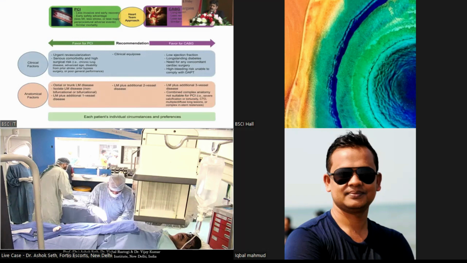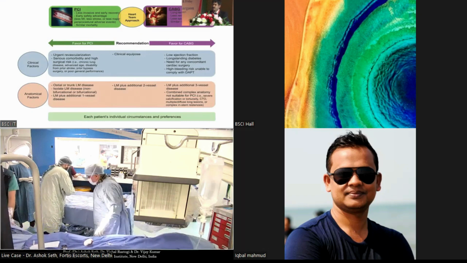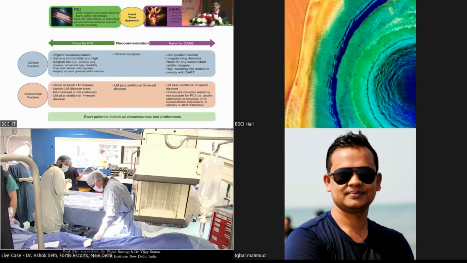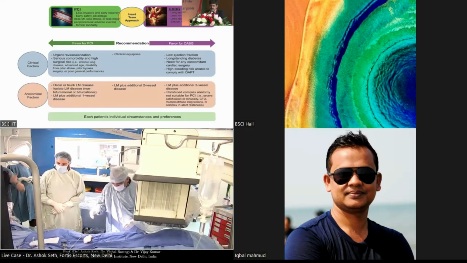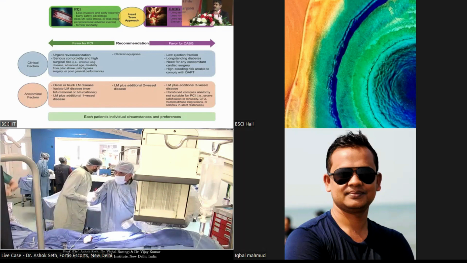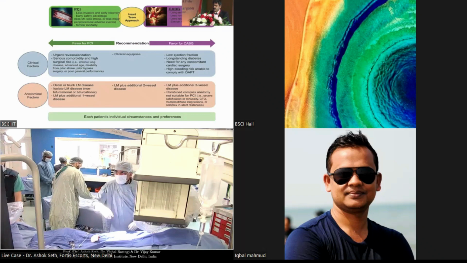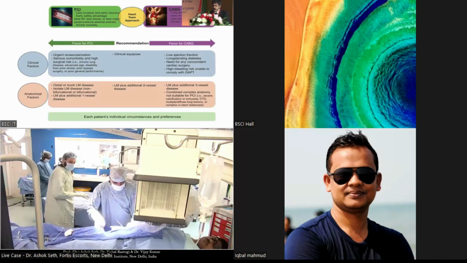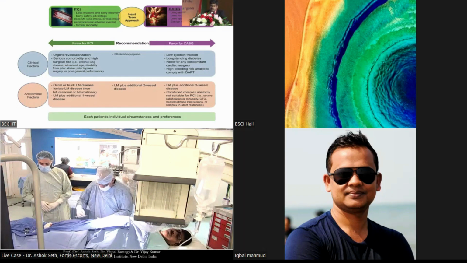Now, there are some anatomical subsets also. Ostial left main and shaft left main are basically an interventional domain, no doubt about that. But the problem is with the left main bifurcation, particularly the true bifurcation, and with a very complex lesion with a high SYNTAX score, we prefer bypass surgery over PCI, if not contraindicated for bypass surgery. So this is our approach for left main intervention.